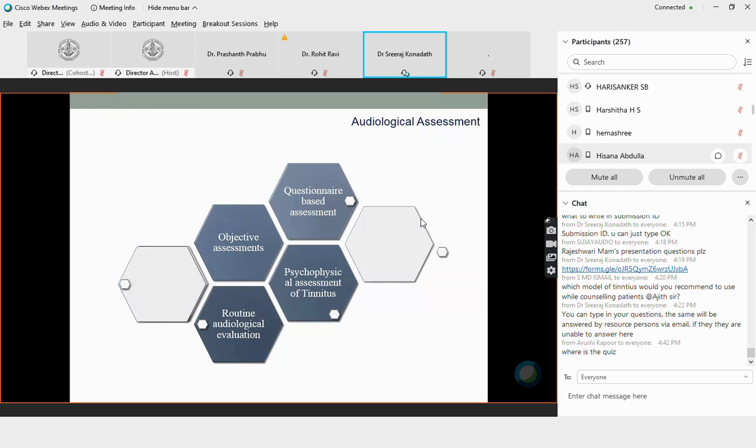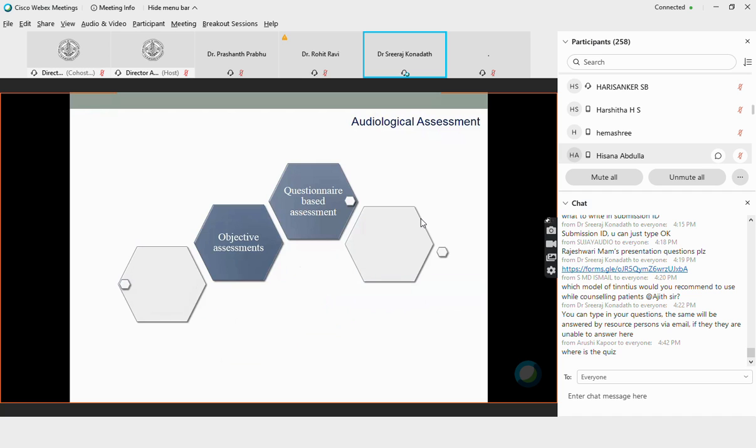If you ask me, this is one of the most important components of assessing tinnitus, because psychophysical assessment tells you the amount of tinnitus that the individual is perceiving. It gives you the pitch of the tinnitus, and it gives you the loudness of the tinnitus as well. So those two components are covered.